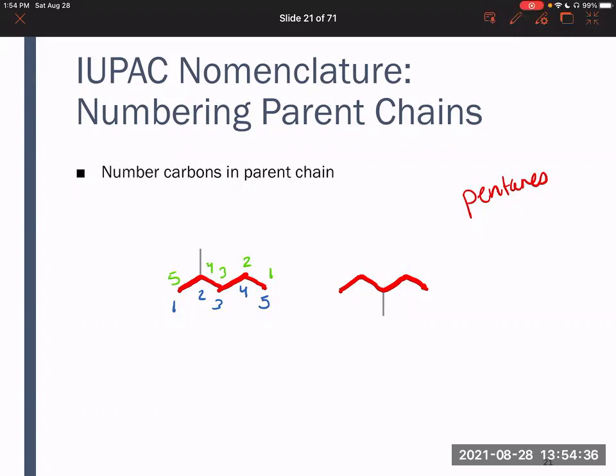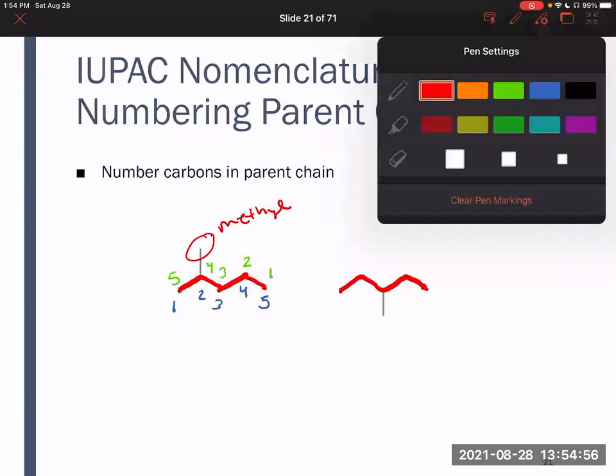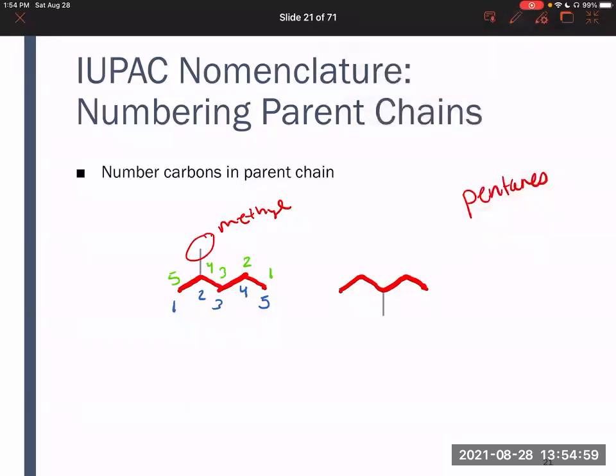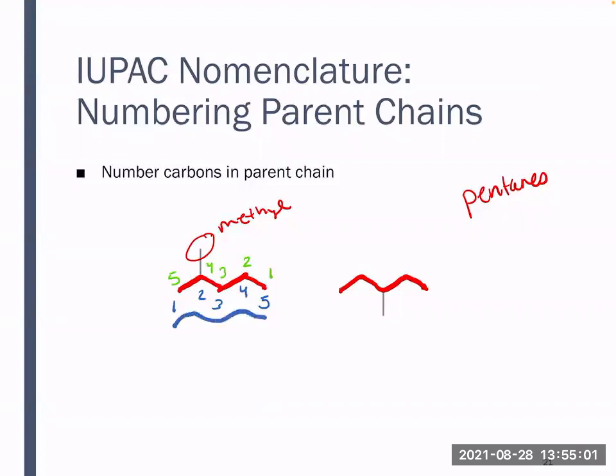If I'm looking at where is my substituent, I have a methyl group. If I number it the way I did in blue, I would have that methyl group on carbon 2. But if I number it the way I did in green, the methyl group is on carbon 4. And the proper way to number this is in blue here. The reason is that when we have 2 different ways we could number it, and there's only one substituent, we want to give the substituent the lowest number possible. So in this case, that's 2.